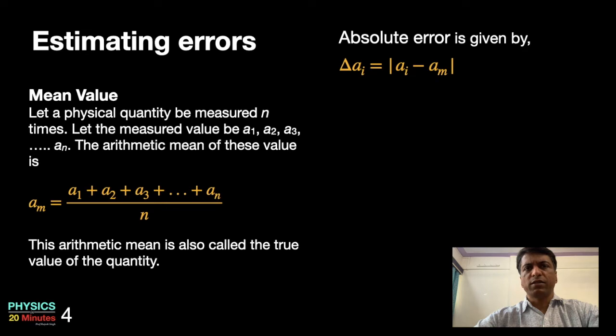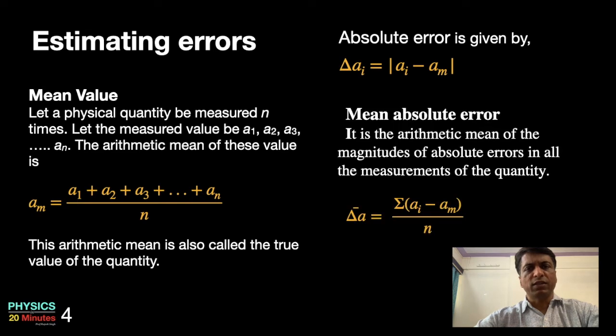Absolute error in the measurement is given by the difference of the mean value from each individual reading. Remember, we are looking at the difference of the two, so it's a modulus. We ignore the plus minus sign, which is generated at the end of this calculation.